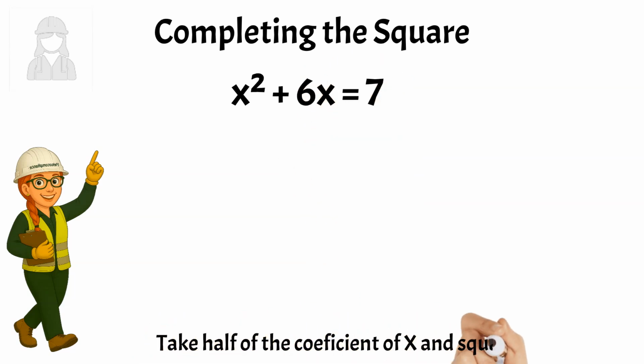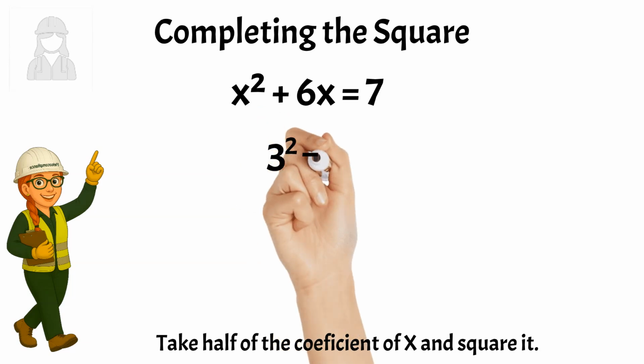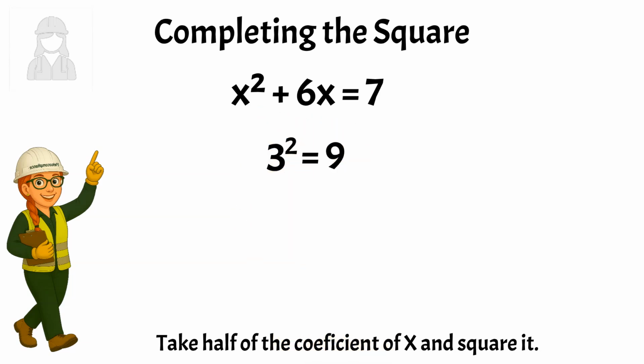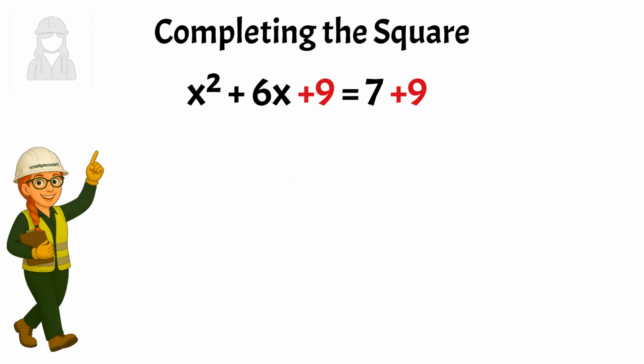Step 3. Now we complete the square. To do this, take half the coefficient of x. Half of 6 is 3. And square it. 3 squared equals 9. Step 4. Add 9 to both sides to keep the equation balanced. Remember, whatever you do to one side, you have to do to the other. X to the second plus 6x plus 9 equals 16.